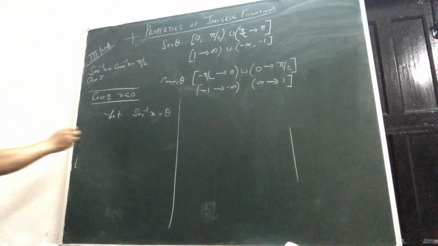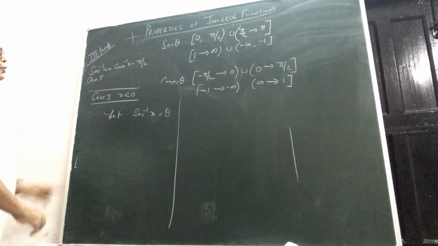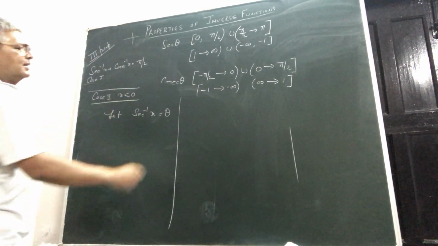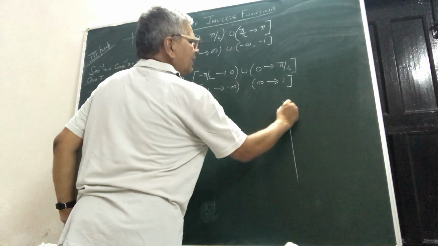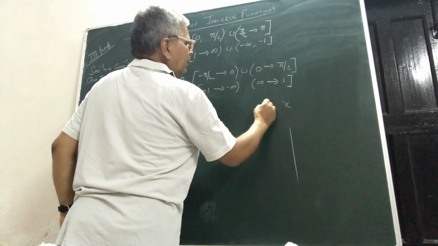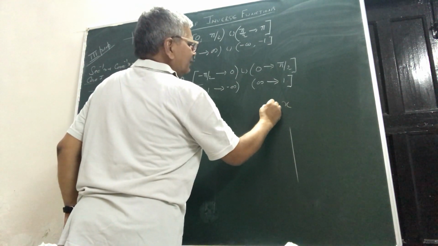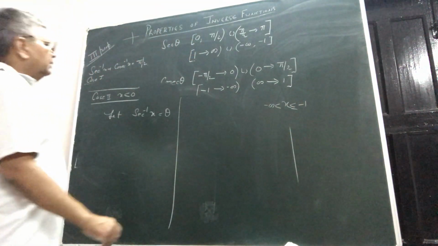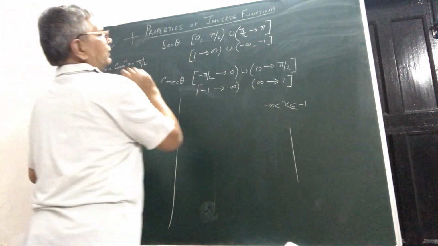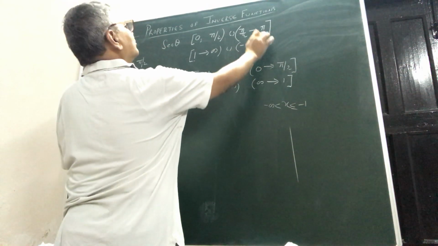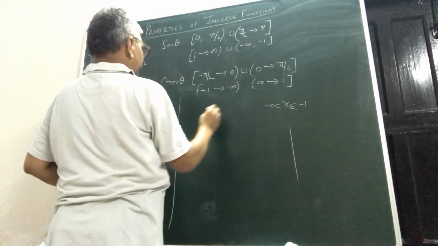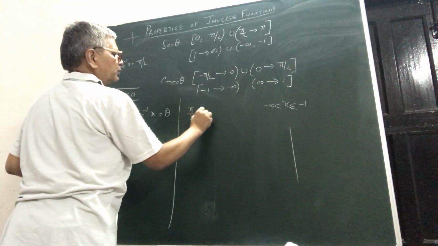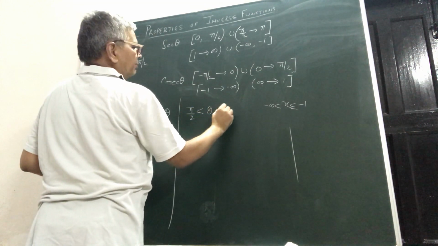So now please see, let sec inverse x is theta. So where will be x? X is less than 0. It means x will be from where to where? From minus infinity to minus 1. And theta is particularly important. So theta will be from pi by 2 to pi.